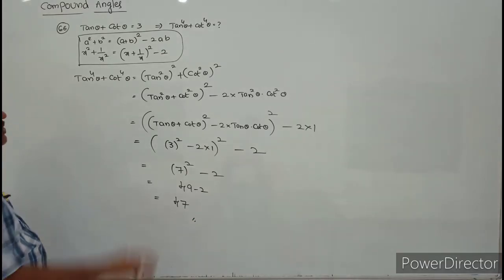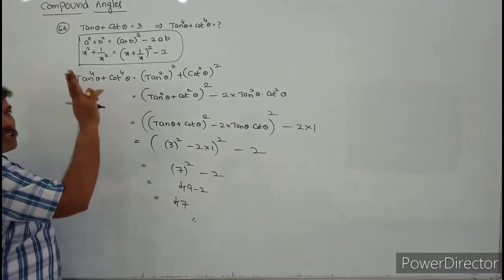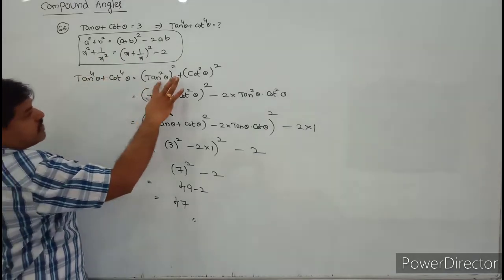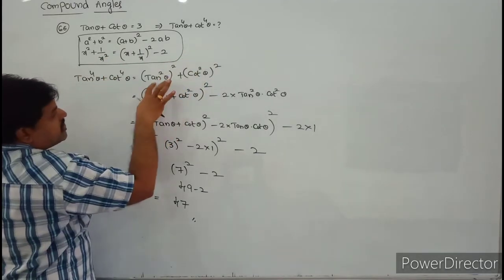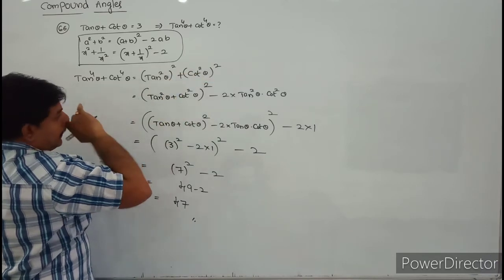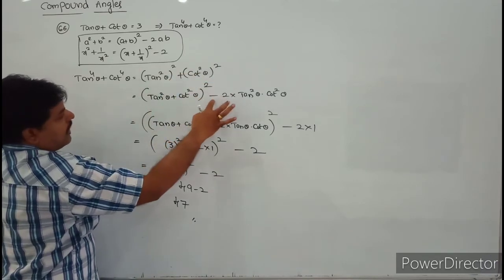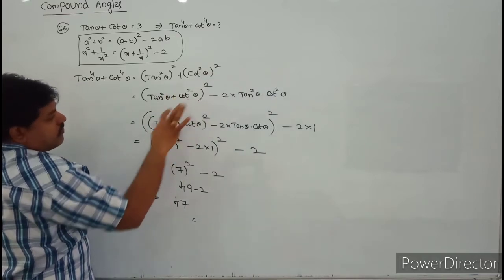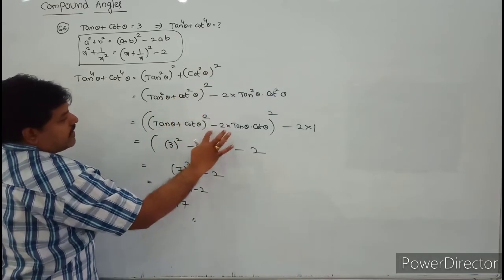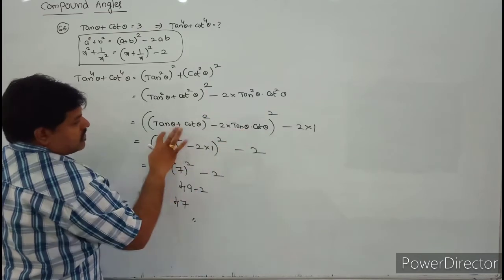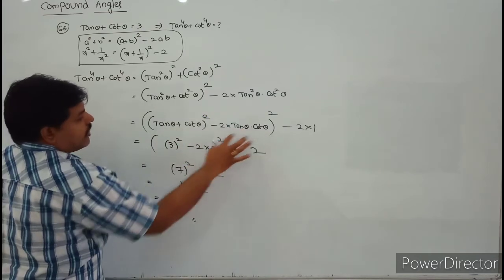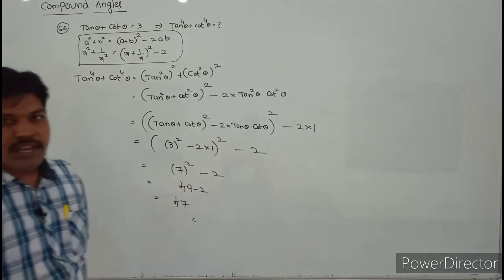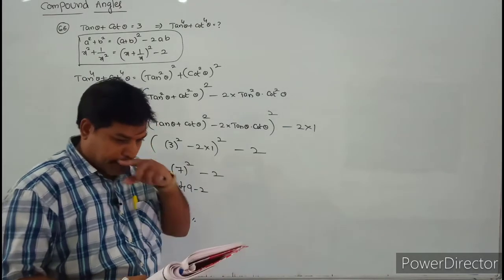So see that question, students. Tan power 4 theta plus cot power 4 theta: you have to apply this formula two times. First I write it as a square plus b square, where a is tan square theta and b is cot square theta. So a plus b whole square minus 2ab. Once again it is in the form of a square plus b square, so a plus b whole square minus 2ab. This value is 3 and tan theta into cot theta will become 1. Just substitute the values, you will get the answer.